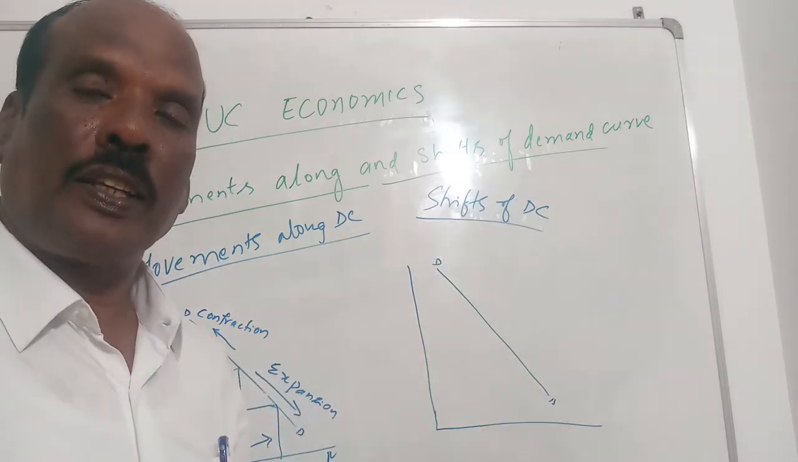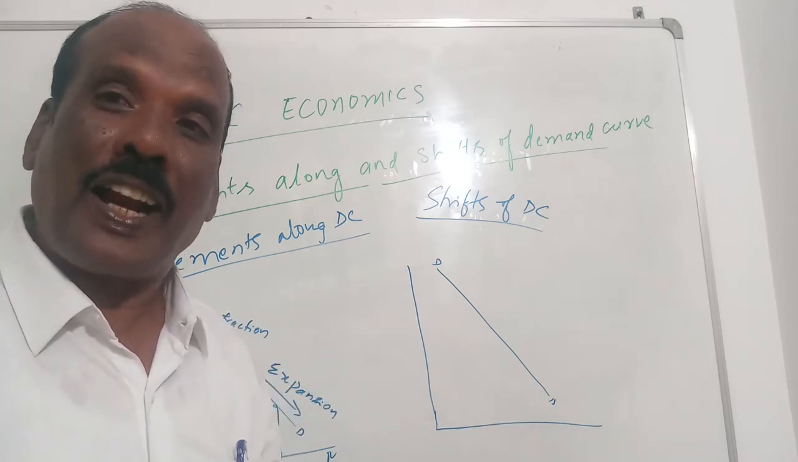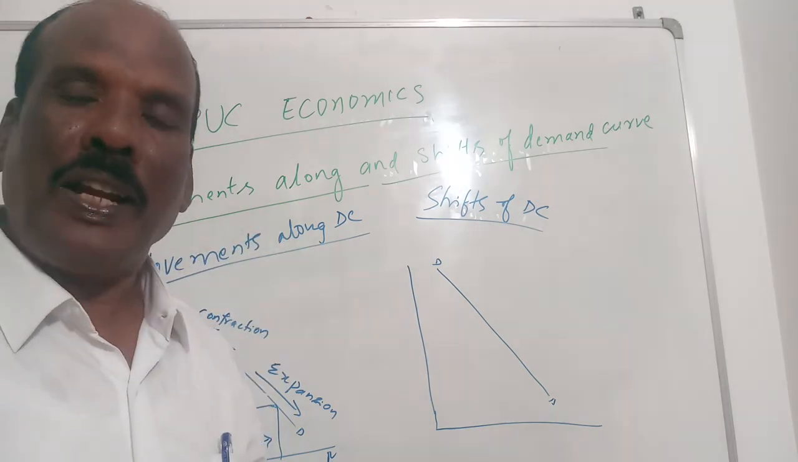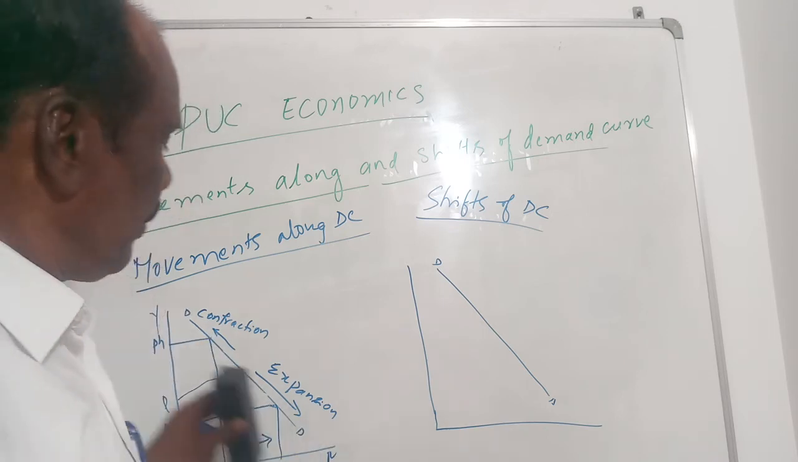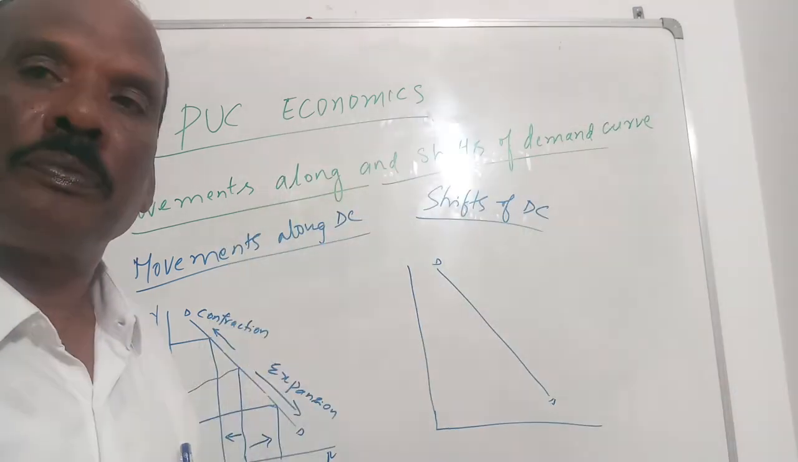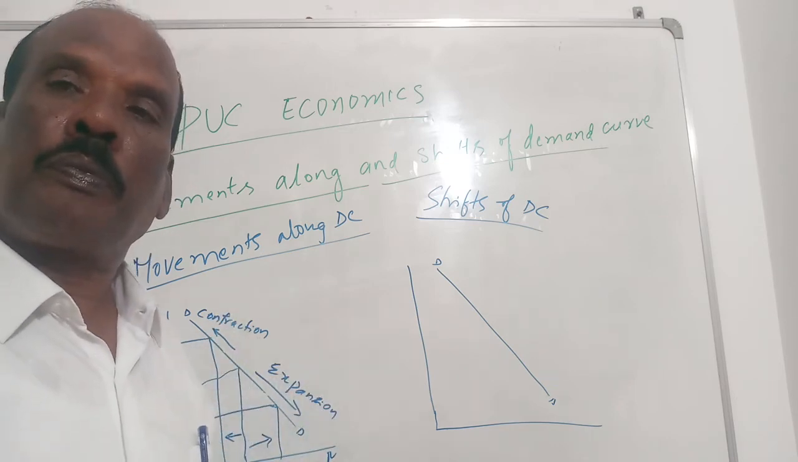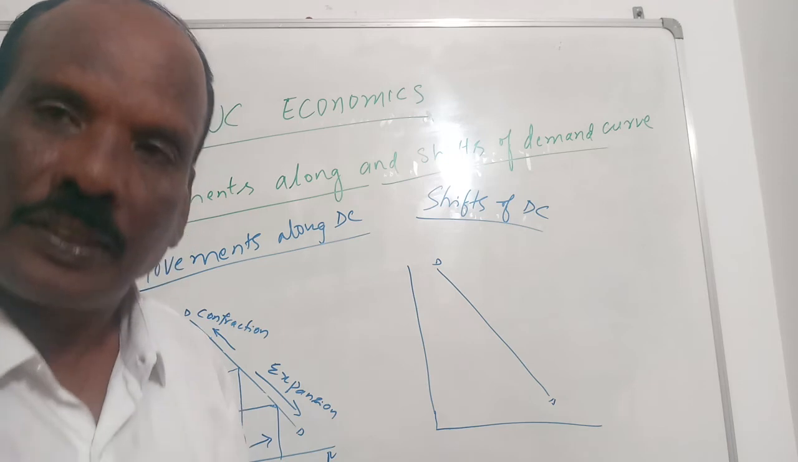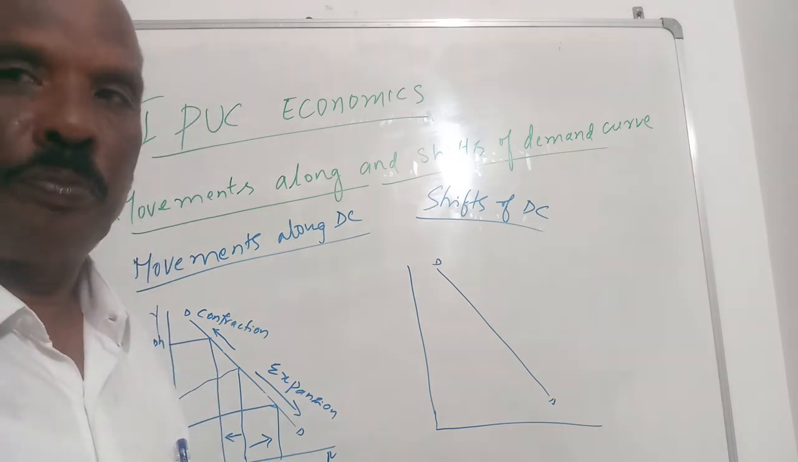In case of shifts of DC, we are not worried about price. Price is kept constant. So you must understand that shifts take place due to changes in determinants other than price. So here price is kept constant. Here we assume ceteris paribus, other things being equal. When price rises, demand for a commodity falls, and vice versa. That is what we have studied. And we studied that there are two things, contraction and expansion. So demand contracts due to rise in price. Demand expands because of fall in price.